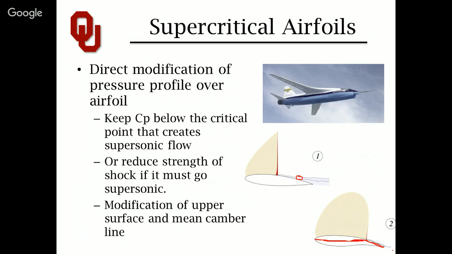So, supercritical airfoils, if you need to punch through transonic a little bit easier, if you need to raise your drag divergence Mach number, that's the way to go. Generally a high-speed scenario, hundreds of miles an hour. You're not going to have to worry about this at low Mach number.